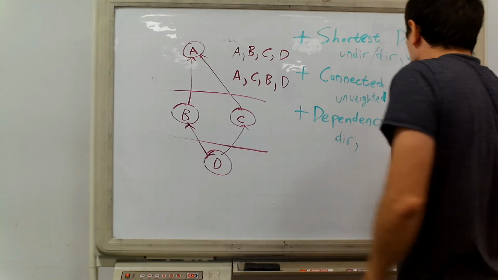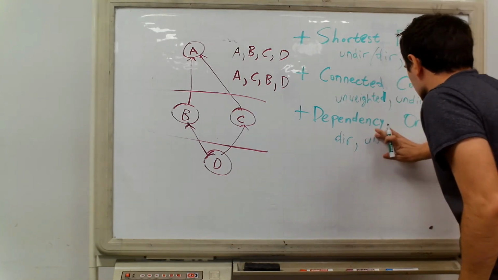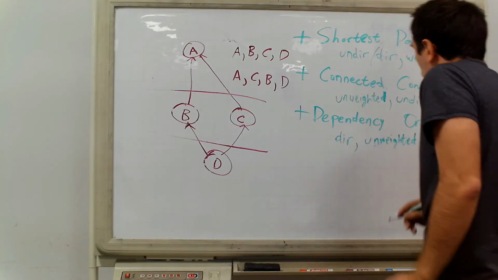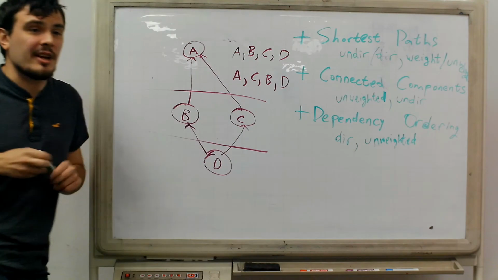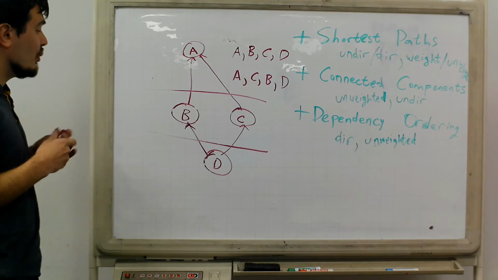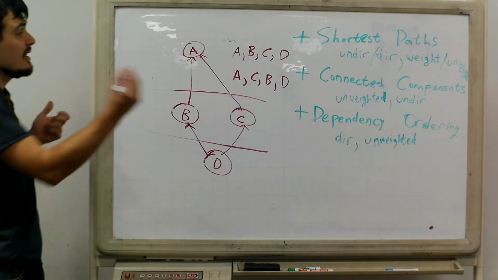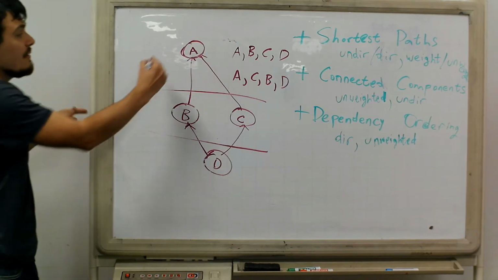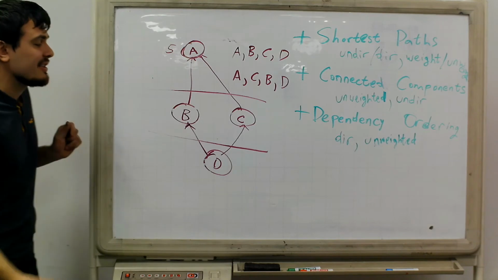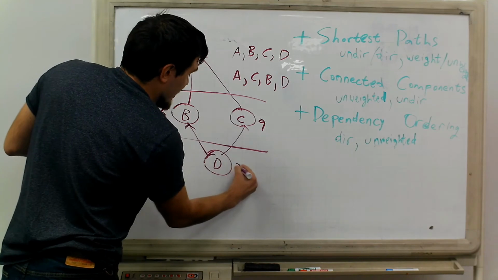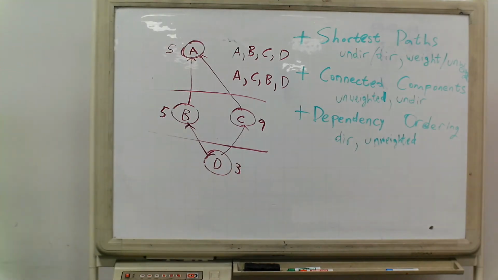And weights really have nothing to do with this, so primarily this is defined for unweighted graphs. But we can think of weighted variations where, for example, each of these vertices is associated with a weight, like how long it takes to compile this library. So this one takes 5, this one takes 5, this one takes 9, and this one takes 3. And you could ask something like, what is the critical path? What is the slowest path?